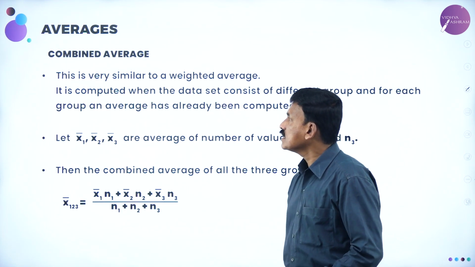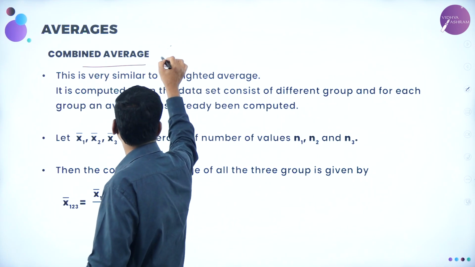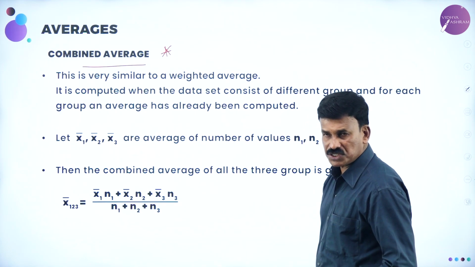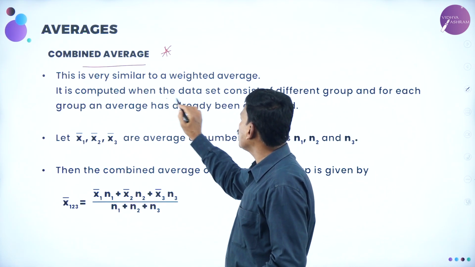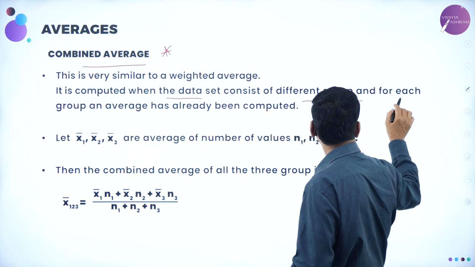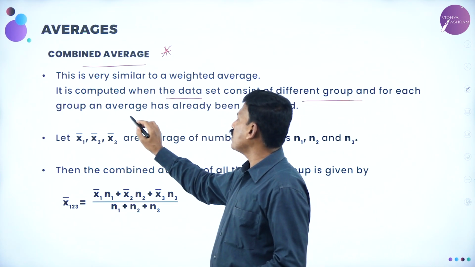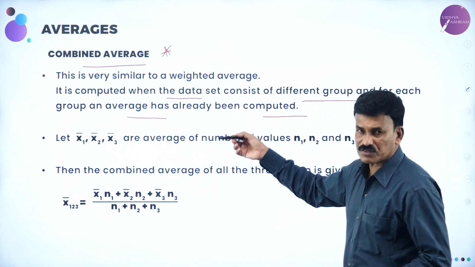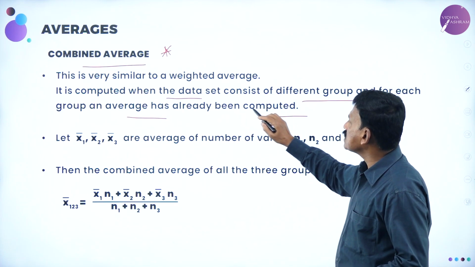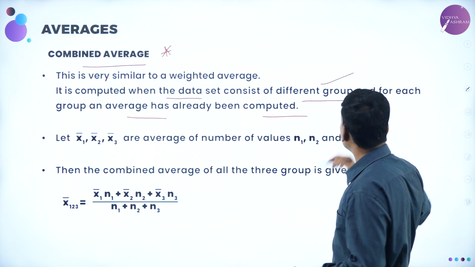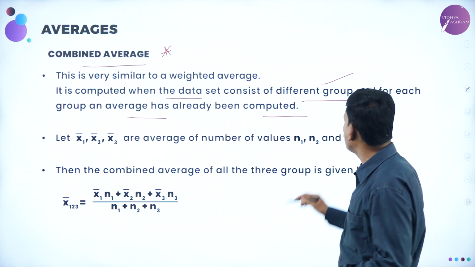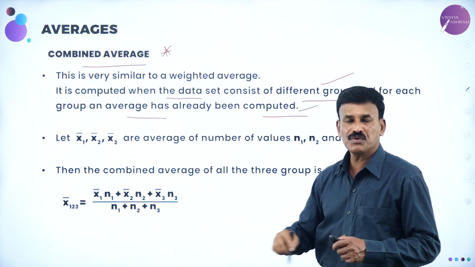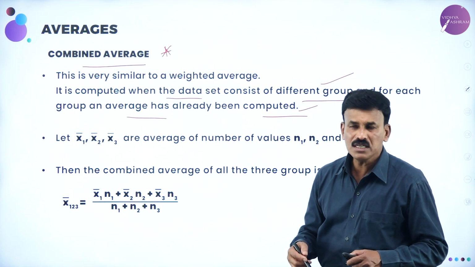The third one is combined averages. This is a very important concept. The combined average is very similar to the weighted average. Here it is computed when the data set consists of different groups and for each group an average has already been computed. So this is the same as the previous one, but here the data set consists of different groups.